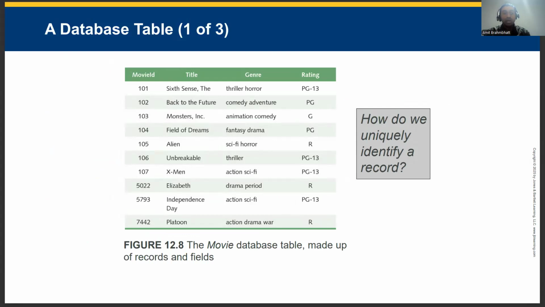How do we uniquely identify a record? The answer is with a key. The example shows a movie table where each movie has a unique identifier, usually a movie ID. Keys ensure that there are no duplicates, and they let other tables reference specific records. Without keys, database relationships wouldn't work.